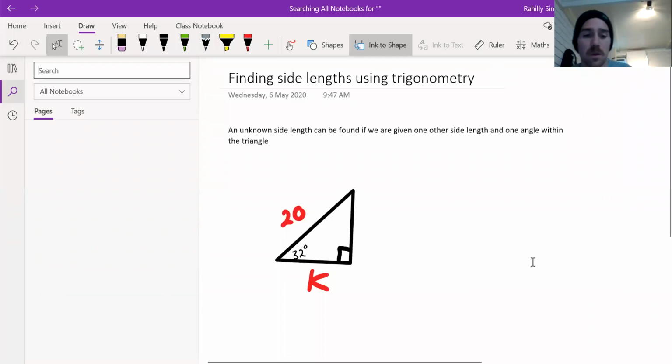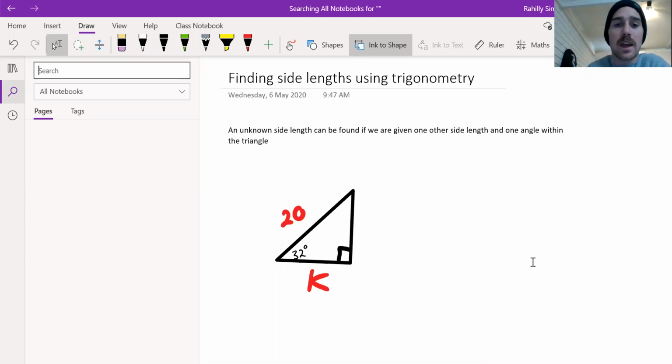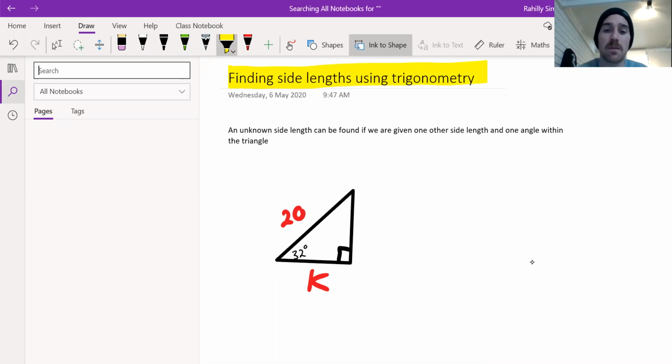G'day guys, we're continuing on from our introduction to trigonometry and we're now looking at how to find side lengths using trigonometry. Okay, so an unknown side length can be found if we are given one other side length and one angle within the triangle. Okay, so like this example we've got here.